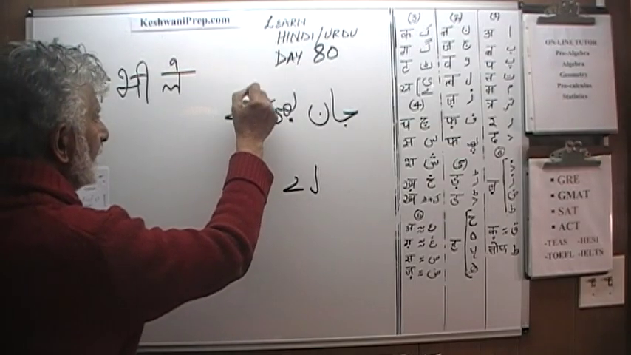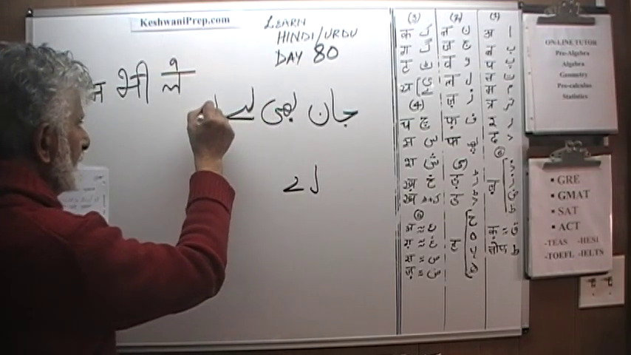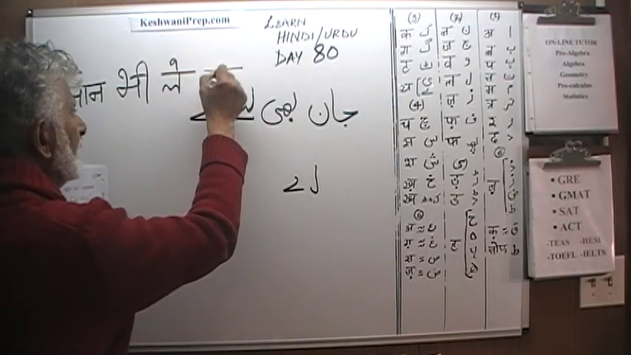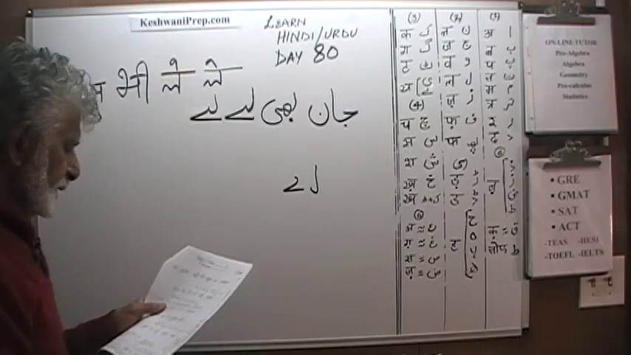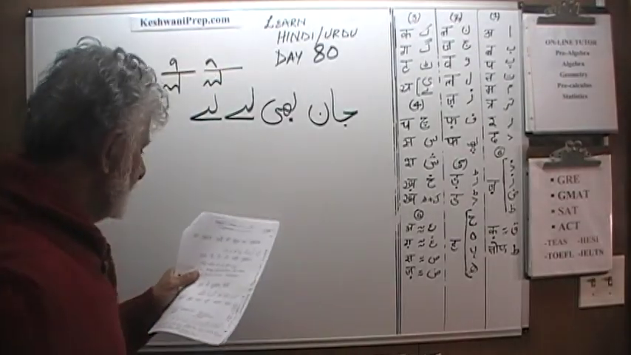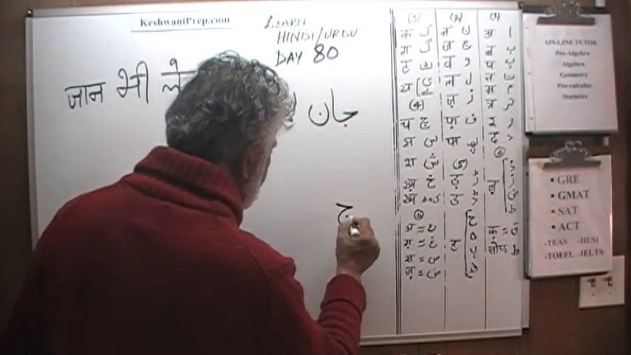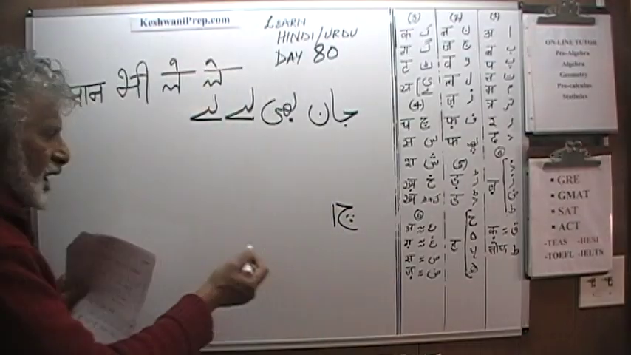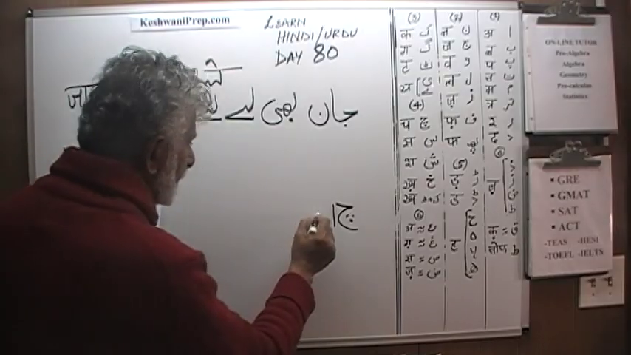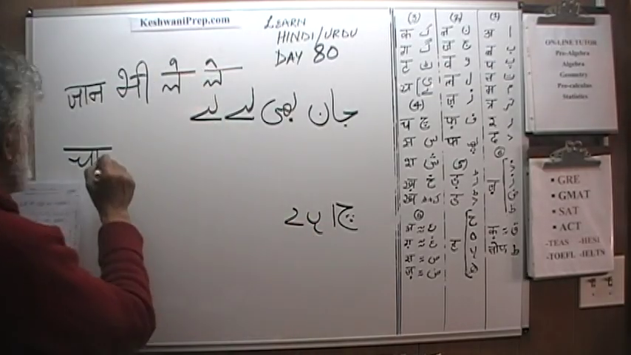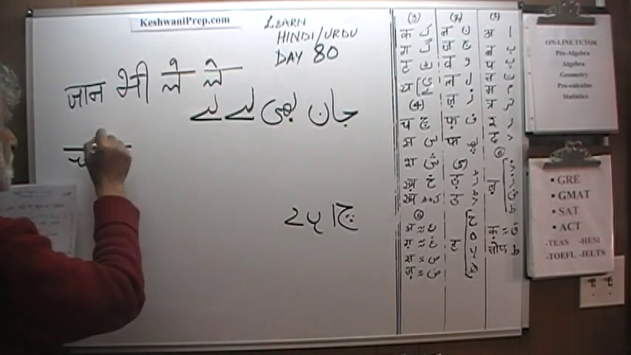Looks like this. Jaan bhi le. It repeats the word, le. Jaan bhi le. Chahe. Chahe is cha, che, and a. Cha. And then he, her and a badi. Chahe.